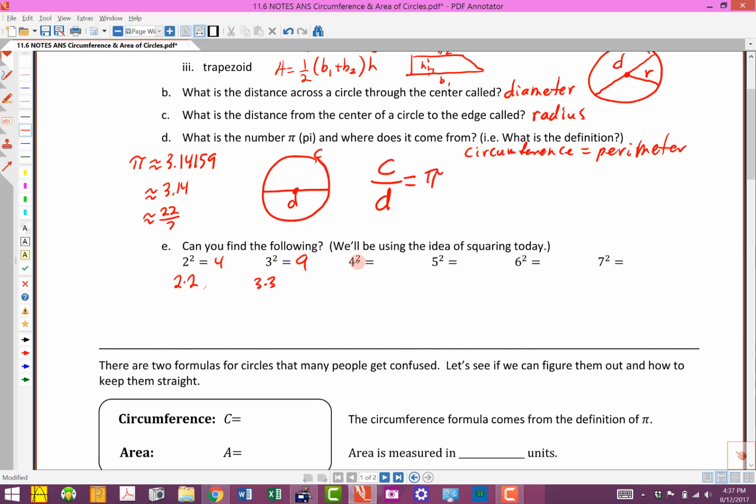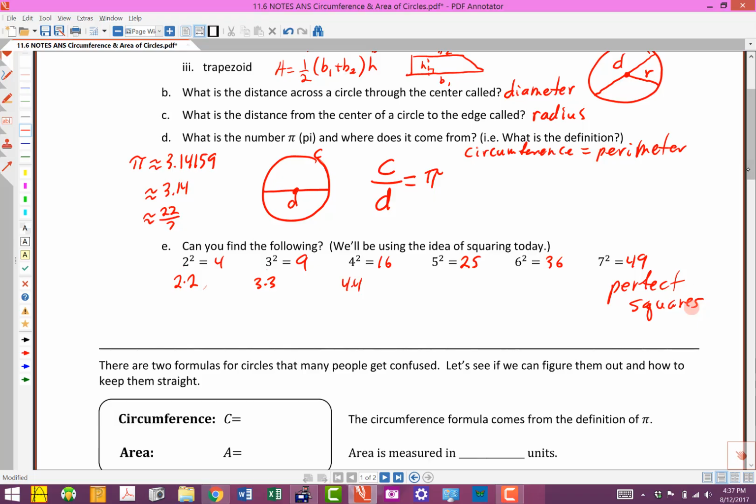Use the base twice. The answer on this one is not 8. We do 4 times 4, so that's going to be 16. 5 times 5 is 25. 6 times 6 is 36. 7 times 7 is 49. Those are some very common, we call these perfect squares, perfect square numbers. Okay, so perfect squares, and those are going to come in handy today.